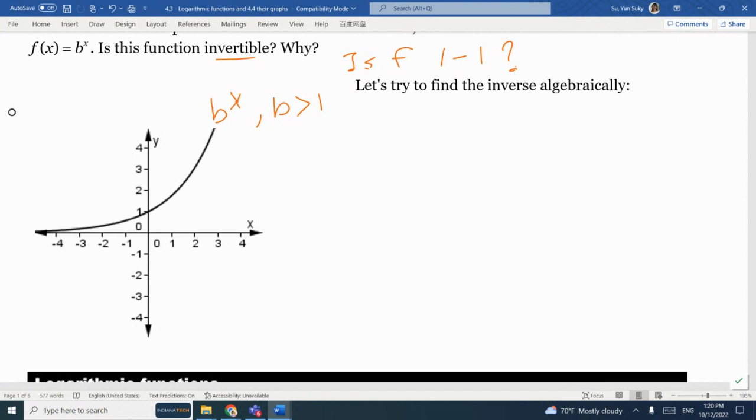So you intersect the graph with all the horizontal lines. Do you see it intersects at most once for all the horizontal lines? Do you see that, everybody? So this function is 1-to-1. Okay, yes, it's 1-to-1, and we use the horizontal line test.